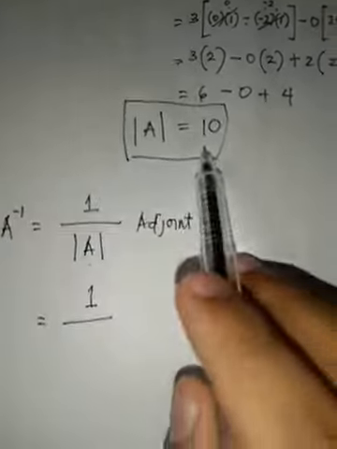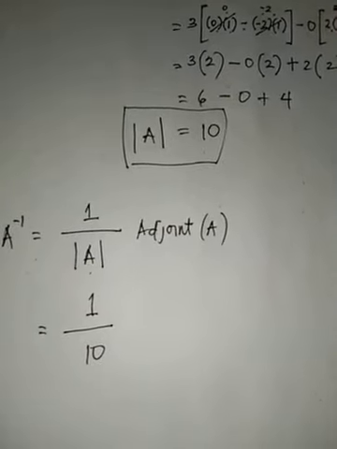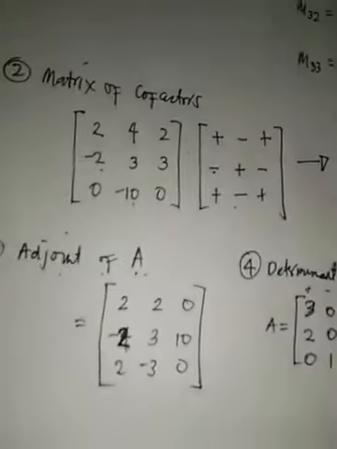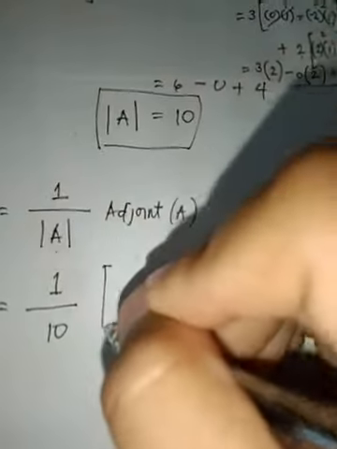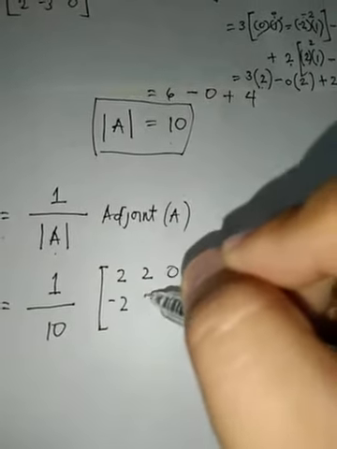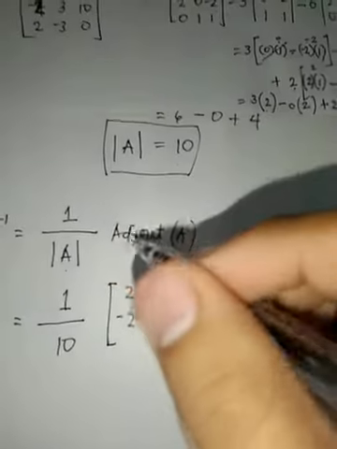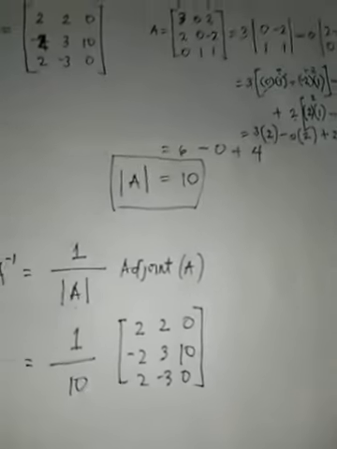Okay? Sige. So, 1 times... So, ano ang determinant ng A? 10. Tapos, ano yung adjoint ng ating A? So, ang adjoint ng A is ito. Tama? Yan yung kopyahin natin. Kasi na-solve naman natin yan. So, we have 2, 2, 0, negative 2, 3, 10, then 2, negative 3, 0. Okay?